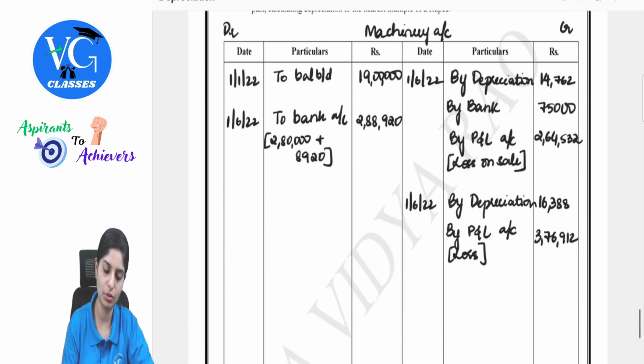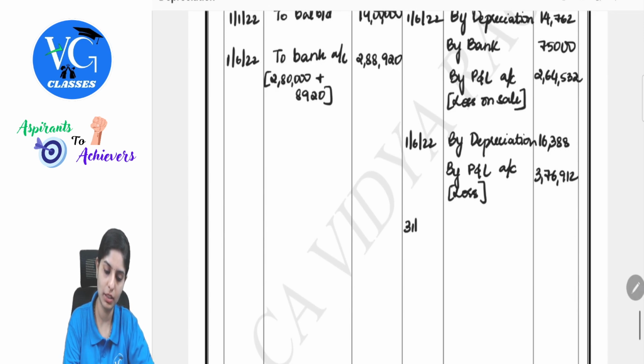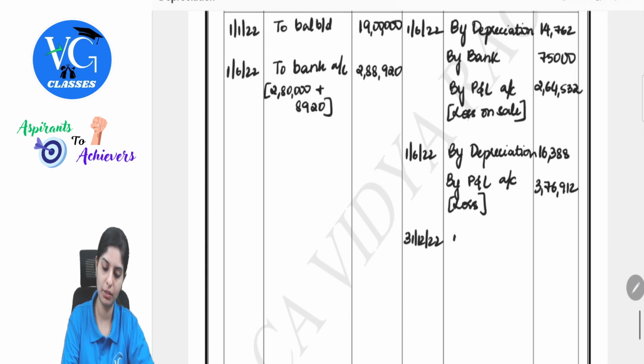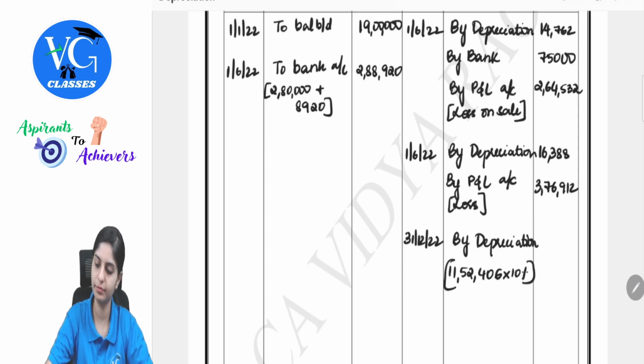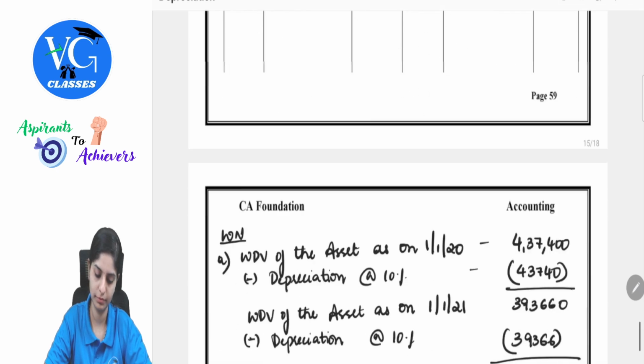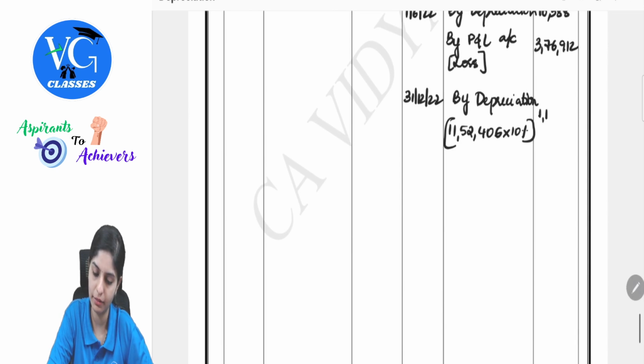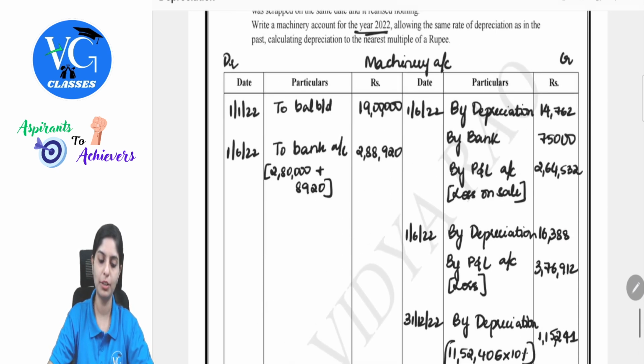method? Diminishing balance. So this will be charged as on 31st December 22, by depreciation 11 lakh 52,406 into 10%. So that will be 1 lakh 15,241. All of you understood this?